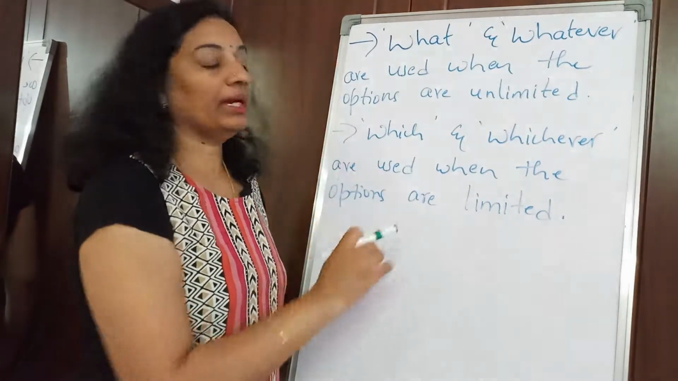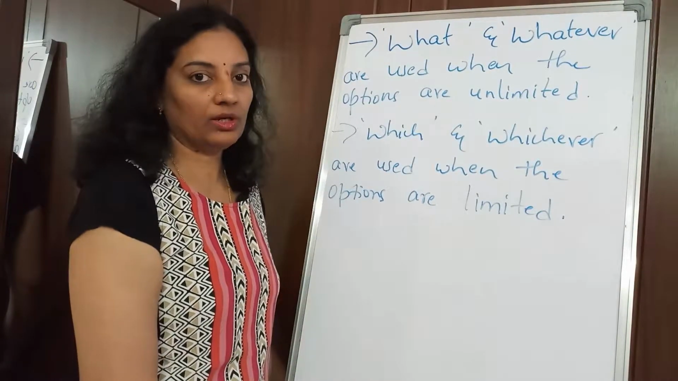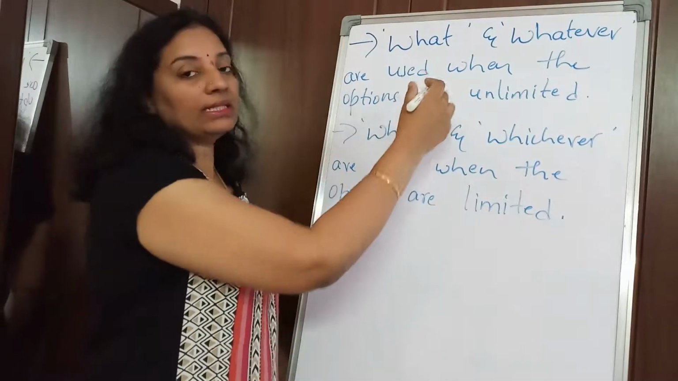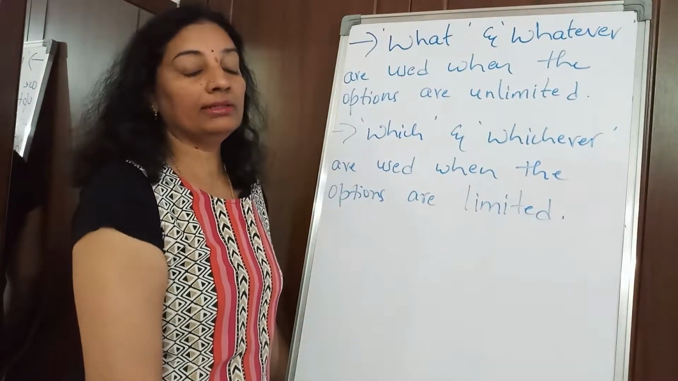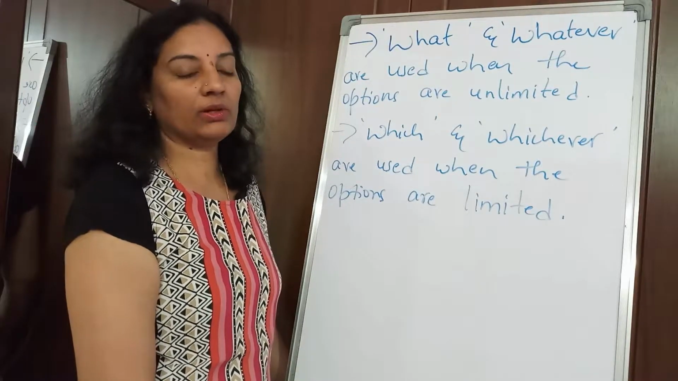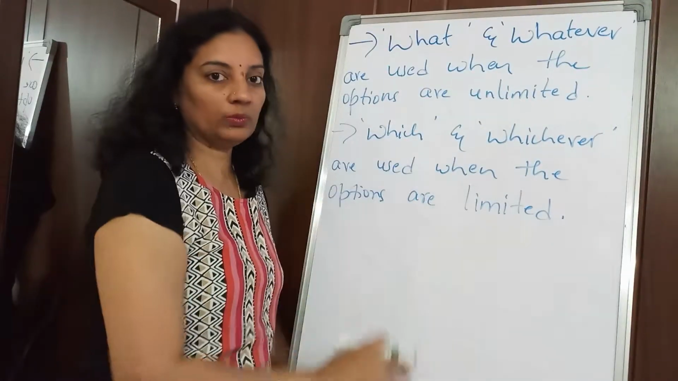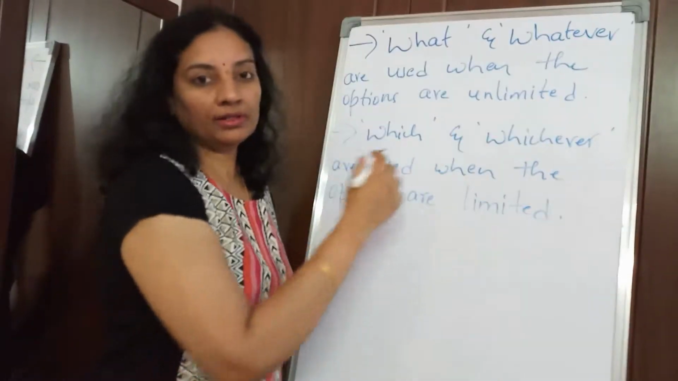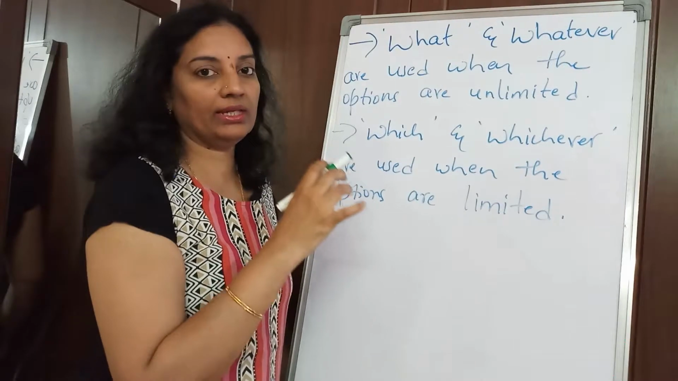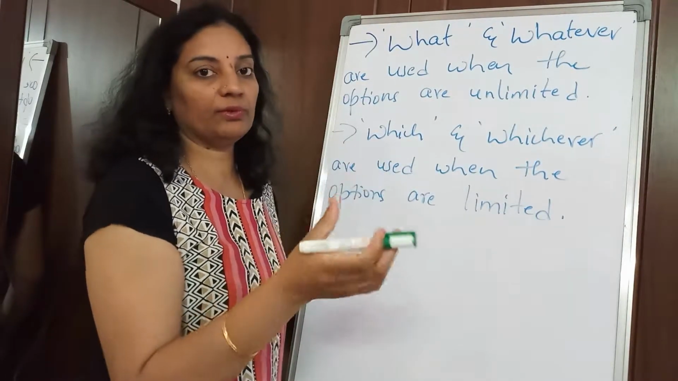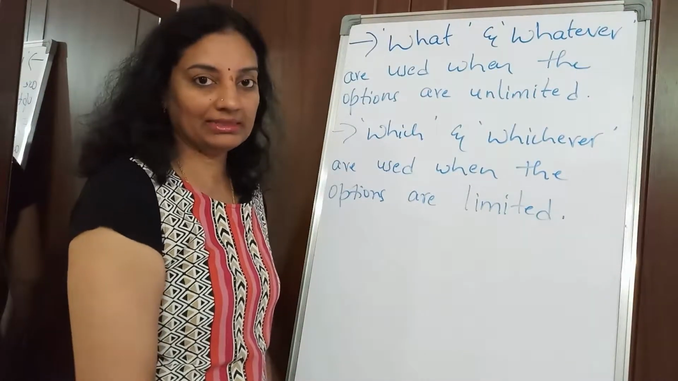Let us come back to the what and which rule once again. When to use what, when to use which. Look at the first point. What and whatever are used when you have unlimited options. When your choices are unlimited, then you go with what or whatever. Exactly opposite. Which and whichever are used when the options are limited, when your choices are very limited. For example, 2 to 3 or 3 to 4, that's it. Then you go with which and whichever. As simple as that.